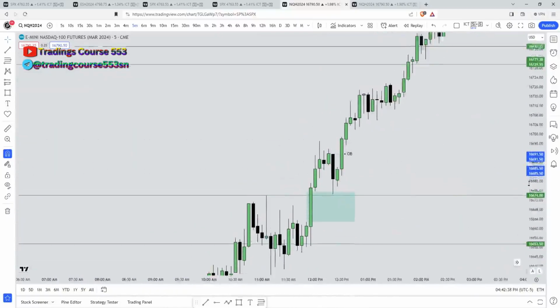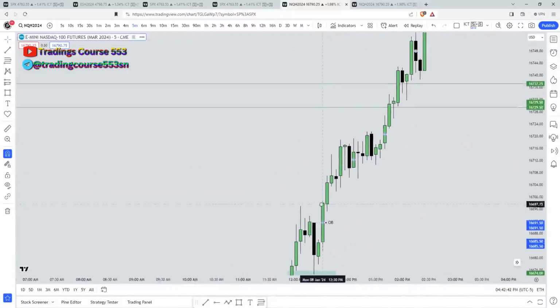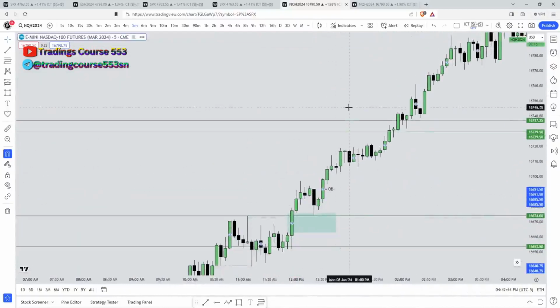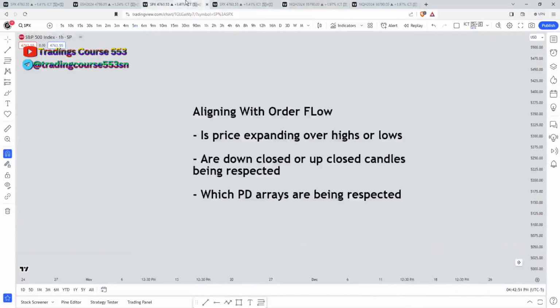Once it's above this high, it's going to consolidate. And then once it expands higher, that's our signal that price is likely to head for buy side liquidity even higher. We're not trying to pick a top in a buy program. Rather, we're using this criteria to align with order flow and be on side with smart money.